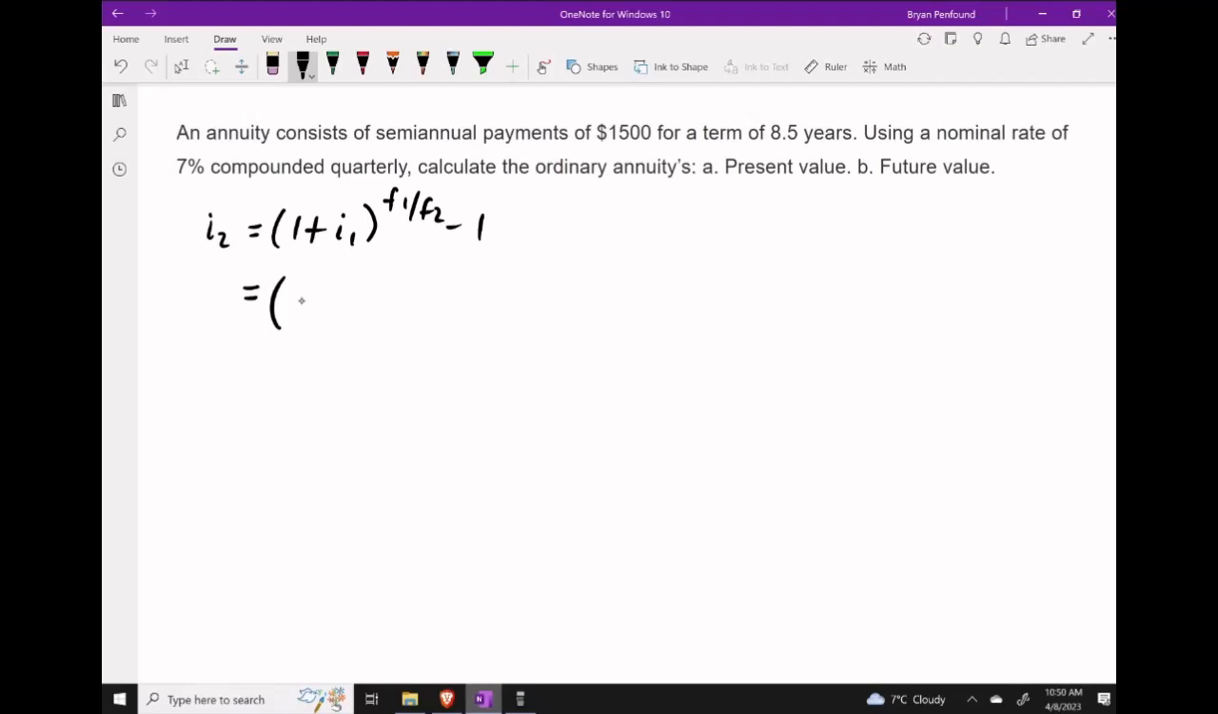Let's take I1 as the rate that's given to us, which is 7% compounded quarterly. This means that F1 is 4, and we're hoping to have the compounding frequency match up with the semi-annual payments. So we're going to take F2 to be 2. Now in this case, I can simplify this power a bit just to make it easier to put into our calculator. Let's just turn that into a squared.